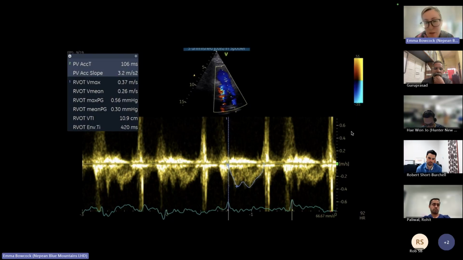You definitely can have left heart disease and pulmonary hypertension and still see notching in advanced heart failure. But it does tell you that there is increased pulmonary vascular resistance. Sorry, very long-winded way to say it generally indicates increased PVR, and you need to work out why that is.